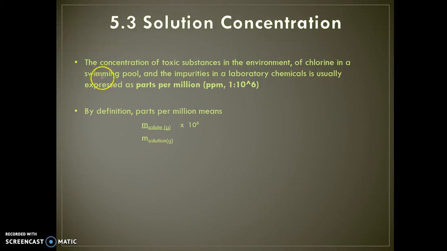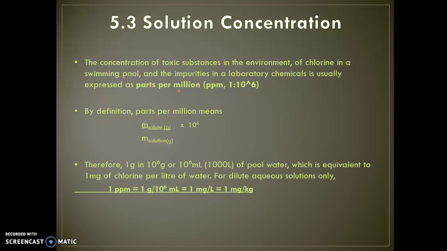As well as swimming pools, when they talk about chlorine or impurities in a lab, they also express concentration in parts per million. So what we really need to know here is this right here, and you should write this down, that 1 part per million is equivalent to 1 gram per 10 to the 6 milliliters, which is equivalent to 1 milligram per liter, or 1 milligram per kilogram. And those end up working out if you look at them mathematically. Each of these is separated by 1 million, or 6 zeros.